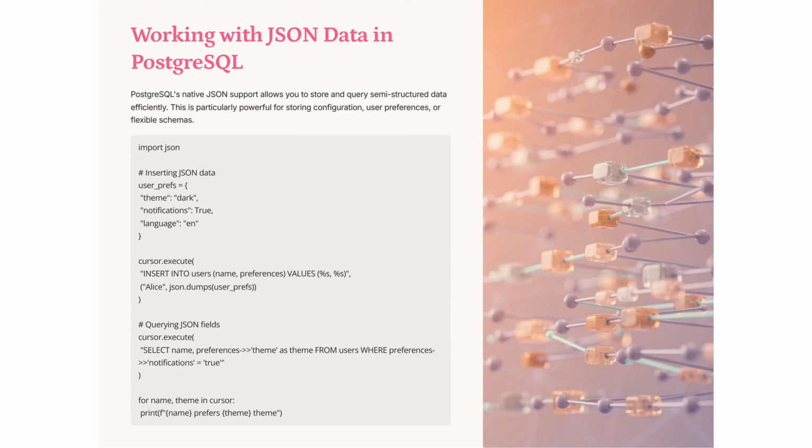PostgreSQL's native JSON support enables efficient storage and querying of semi-structured data, ideal for configurations or user preferences. Insert JSON data using json.dumps and query JSON fields with operators like -> and ->>. For example, retrieve users preferring dark themes by querying the theme field within JSON preferences.